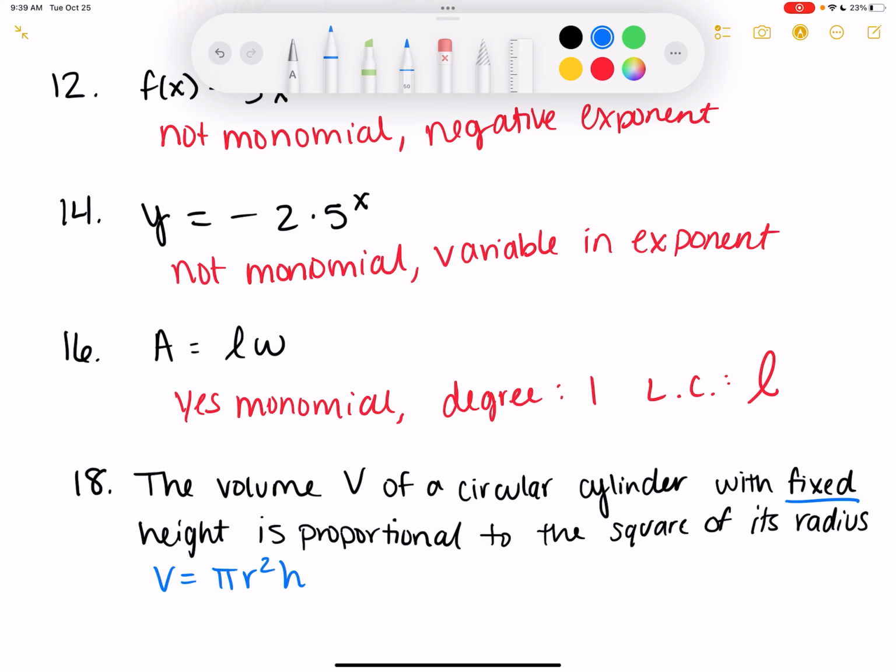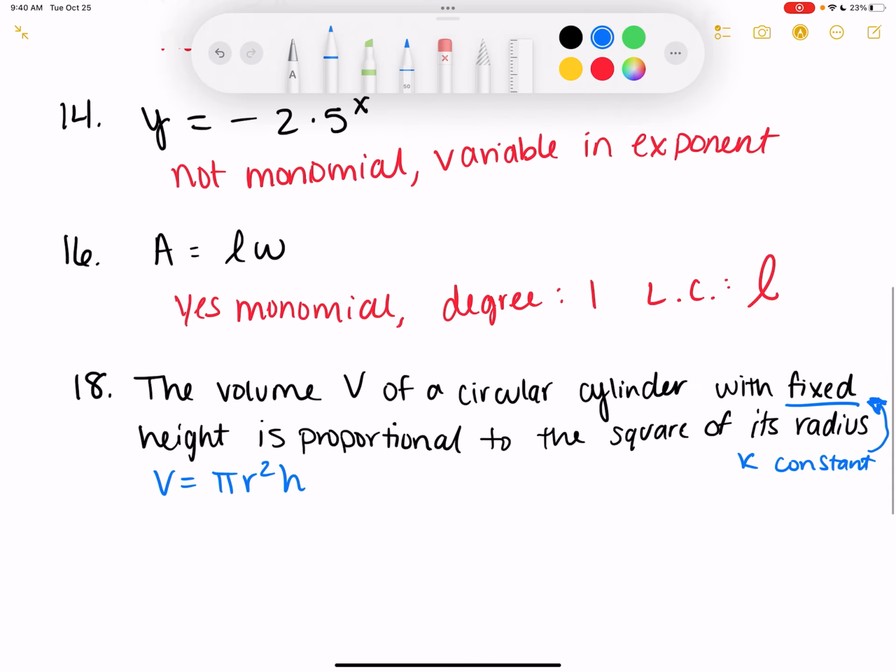And then it's proportional to the square of its radius. It does not tell us exactly what that is. So it told us in the problem, if you are not given a constant of variation, use K. Okay, so we're going to use K for the constant. Now, R is still going to be in the formula. But part of the fixed height thing is that's the constant value. Fixed height, K is constant, K. Your radius is obviously the variable that we're dealing with.